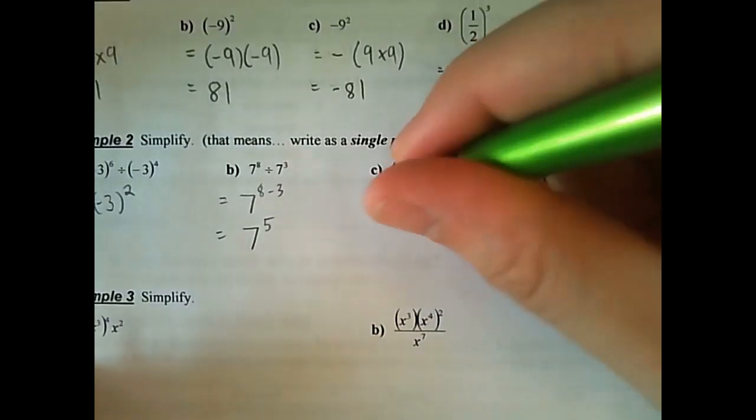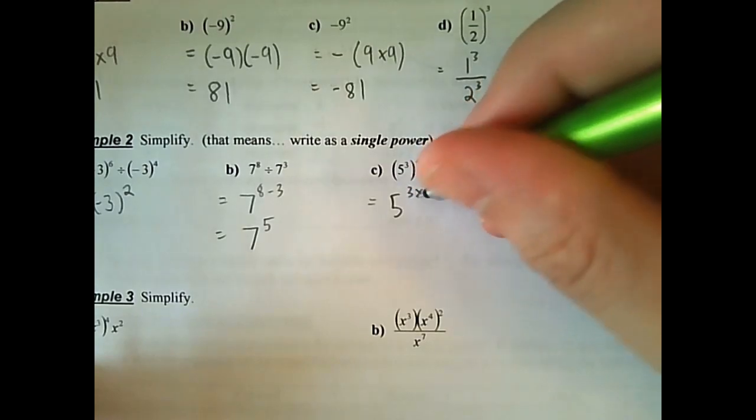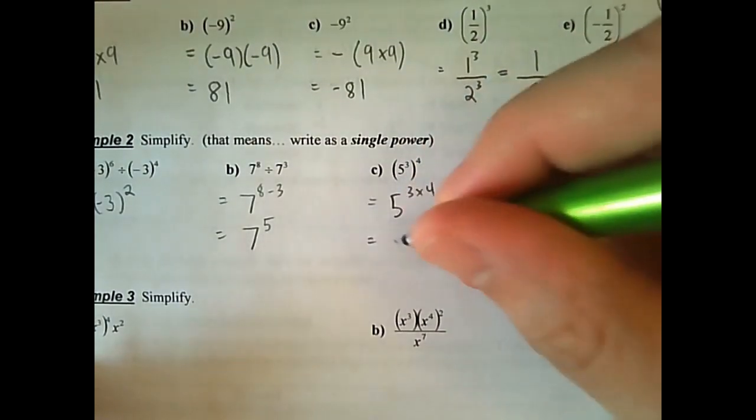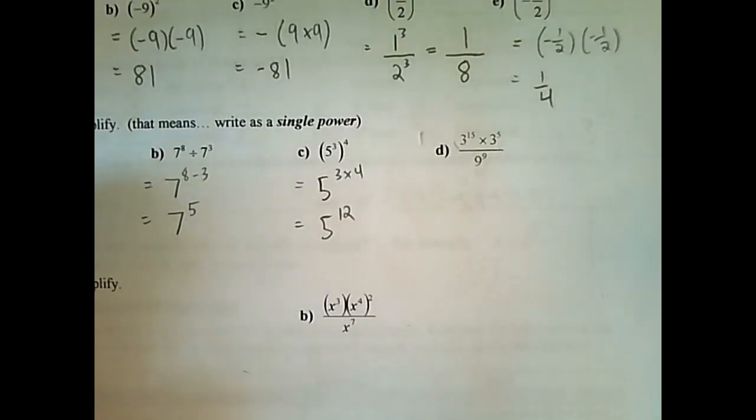For C, exponent to another exponent, so I'm going to multiply them. Again, you don't have to show the step, but I'm doing it just so you can see. I get that. Okay, our last one.